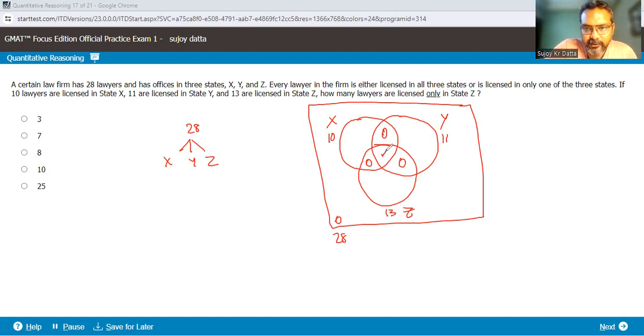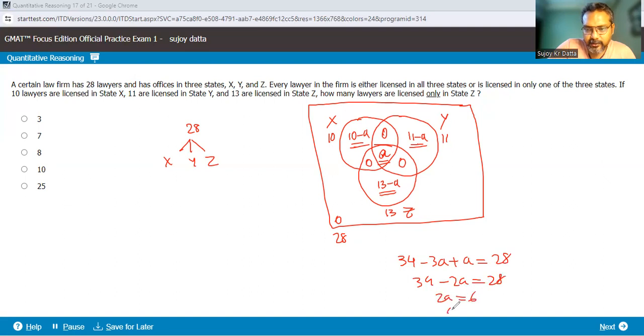Okay. So if I take this to be A, then this is 11 minus A, this is 10 minus A, and this is 13 minus A. The sum of these should be 28. So let's quickly add them up. So 10 plus 11 plus 13. So that's basically 24 plus 10. 34 minus 3a plus a is 28. 34 minus 2a is 28. So 2a is 6, a is 3. So they are saying how many are licensed in only Z. So only Z is 13 minus a. So that's 10. That's the fourth option.